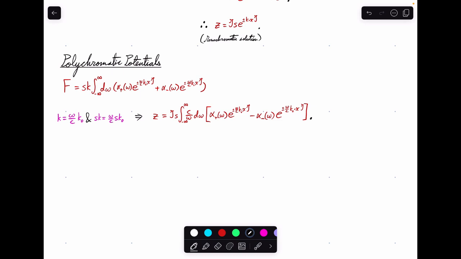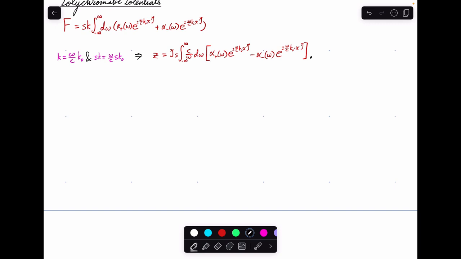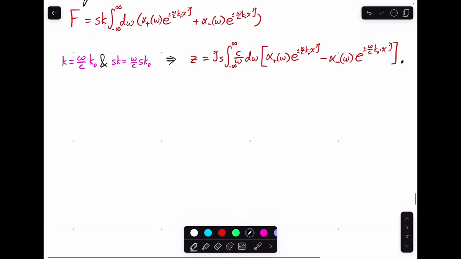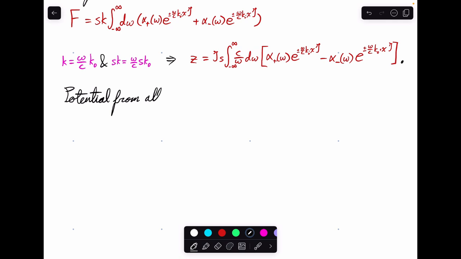So we have that. Okay, so now we're back and we're going to look at the other one, where we get the potential from all the plane waves. Potential from all plane waves.